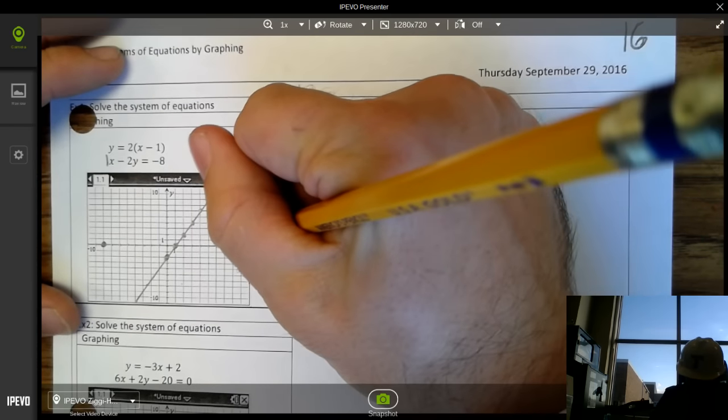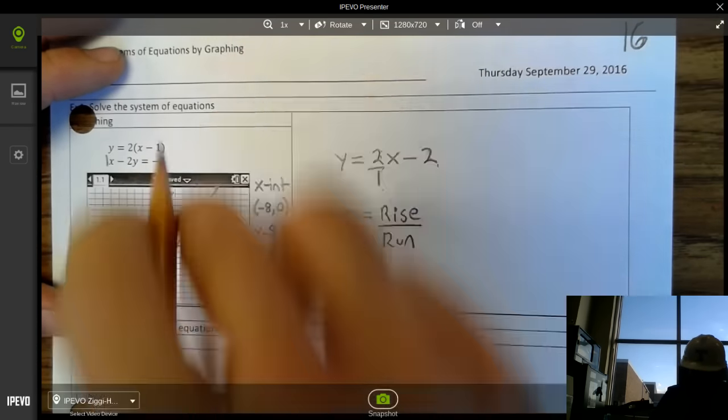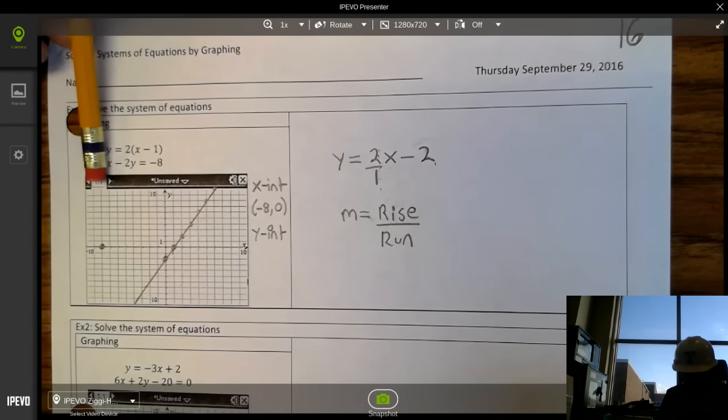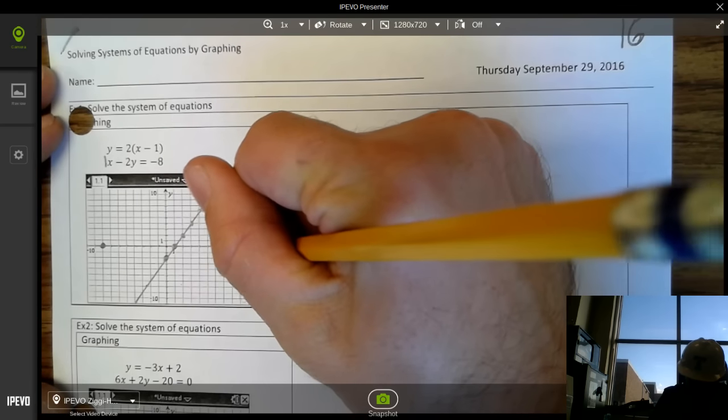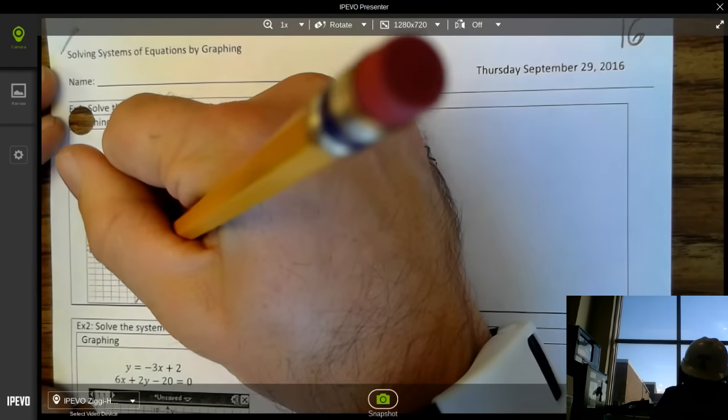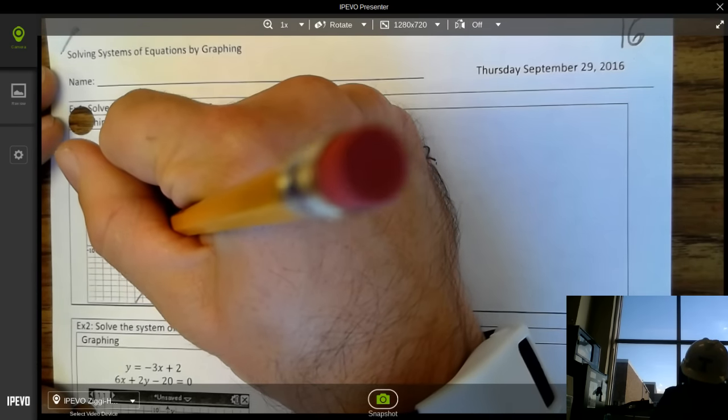Now let's find the y-intercept. So when it's a y-intercept, x is 0, so we cover up the x, and we solve for y. So we divide both sides by negative 2, which 8 divided by negative 2 is 4. So our y-intercept is 0, 4. So we plot that point. So 1, 2, 3, 4.